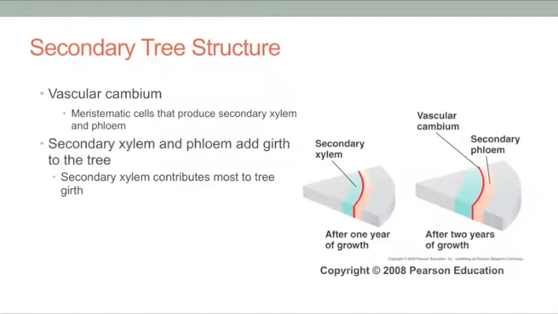The vascular cambium is made up of meristematic cells. As the vascular cambium divides, secondary xylem forms on the interior and secondary phloem forms on the exterior. The production of secondary xylem and phloem adds girth to the tree. The majority of added girth comes from the secondary xylem.